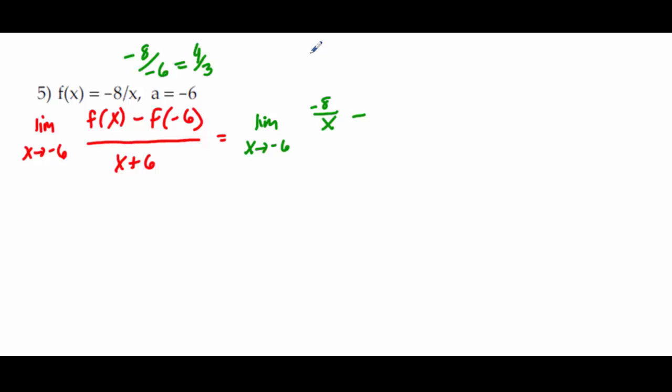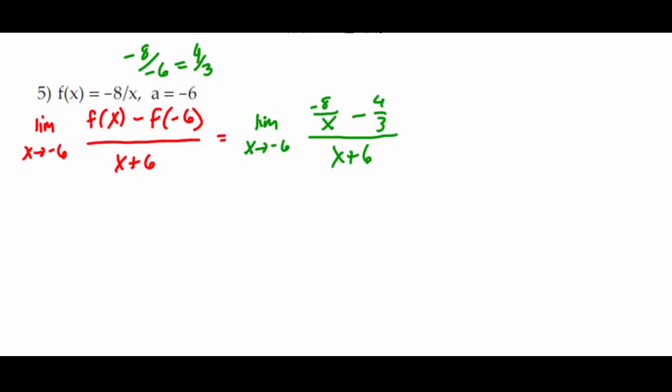But technically, if you leave it as 8/6 through this whole problem, then you should still be able to come up with the right answer in the long run. It's better to simplify fractions. It makes things easier, but you know, whatever. So that's 4/3 over x plus 6.